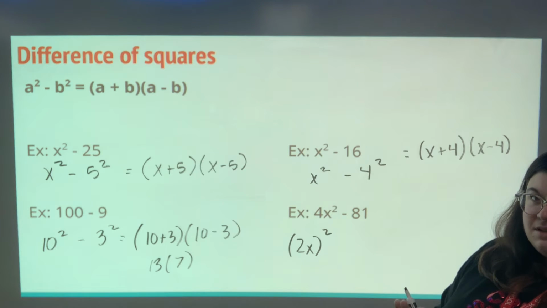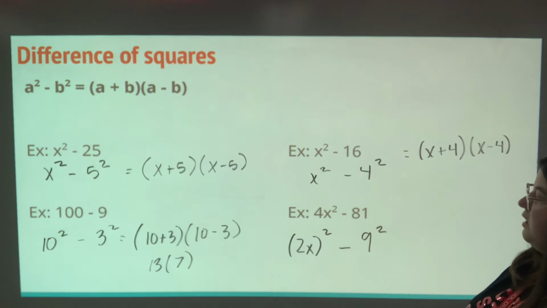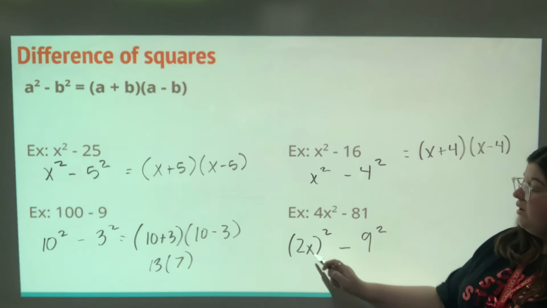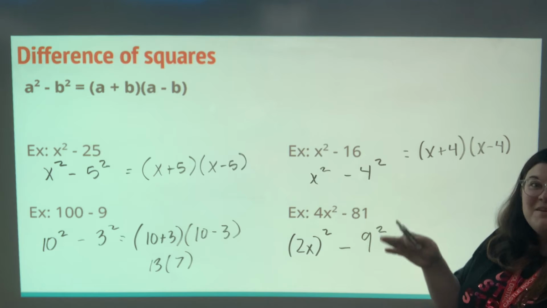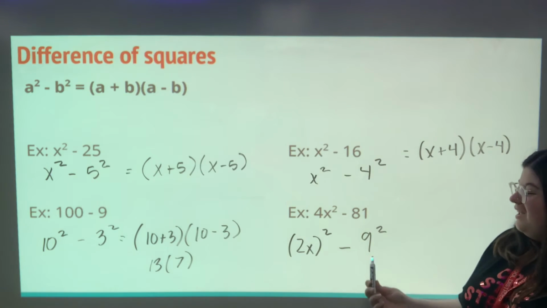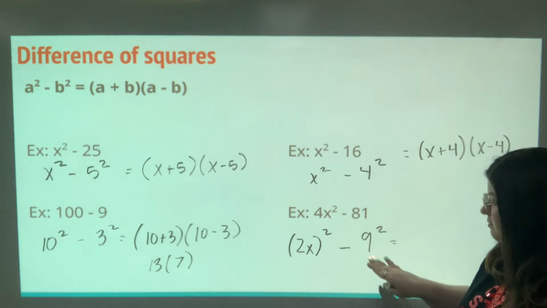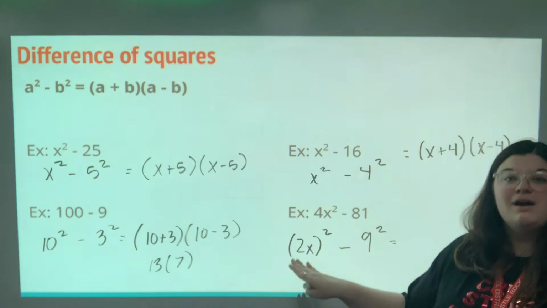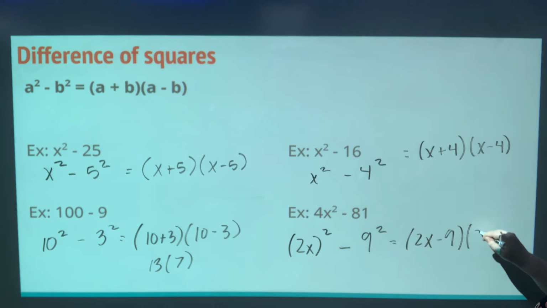Absorb that and make sure that makes sense. Minus 9 squared. All right, so 2x squared is the same thing as 4x squared. 4 times x squared, right? And then you could, again, factor using that little pattern. So it's going to be 2x minus 9 multiplied by 2x plus 9. There we go. Pause if you need to get any of those examples down, maybe 1 or 2.